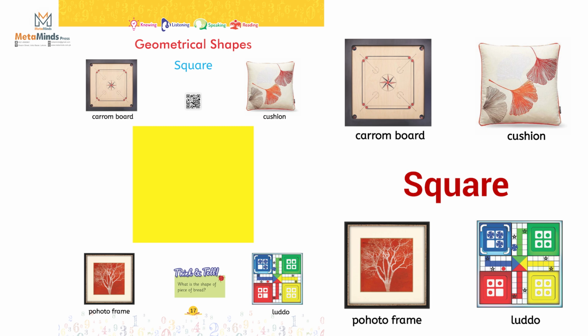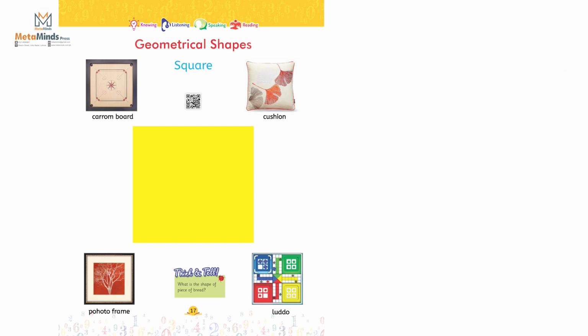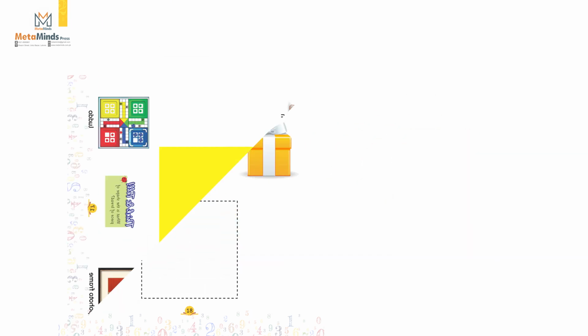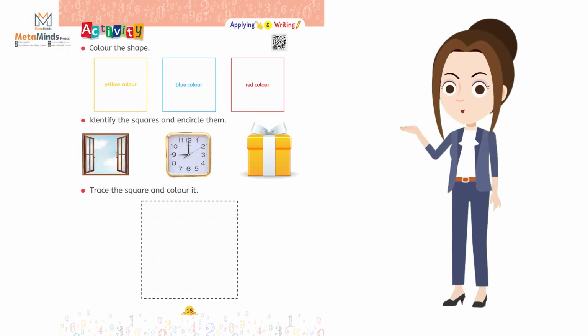Can you tell me what is the shape of a slice of bread? Shabash! It is also square shaped. So this is our first shape, square. Let's see the activity regarding this shape.